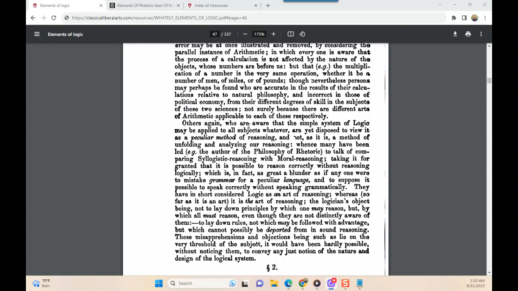Others, again, who are aware that the simple system of logic may be applied to all subjects whatever, are yet disposed to view it as a peculiar method of reasoning, and not, as it is, a method of unfolding and analyzing our reasoning. It's a universal method. It's a universal art or science. We're studying the art or the faculty of reasoning that exists in us by nature. So it's not something artificial, not something peculiar that's outside of us for us to study.